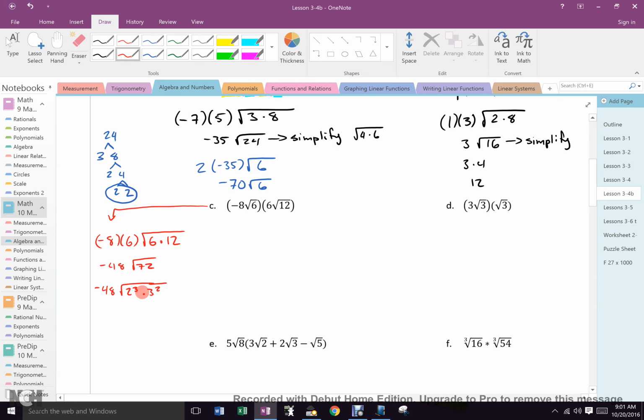Good? Is there a group of 2 in there? Where? There's a group of 2 2s, so out will come a 2. Is there a group of 2 3s? So out will come a 3. Minus 48 was already out there. And what did we leave under there? 2. When I multiply all this together, I get 96 times 3, which is negative 288 root 2.